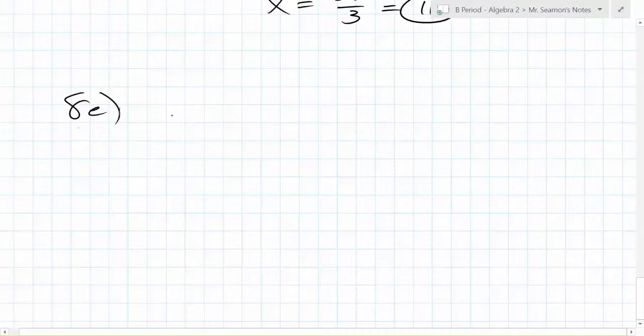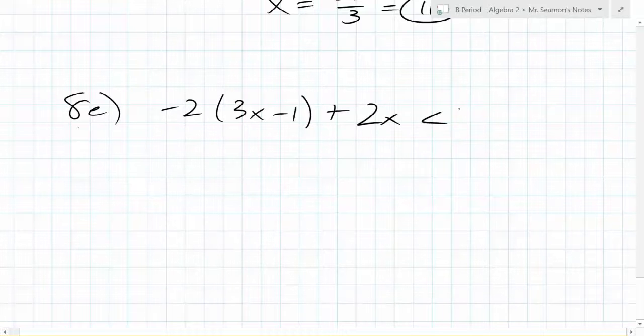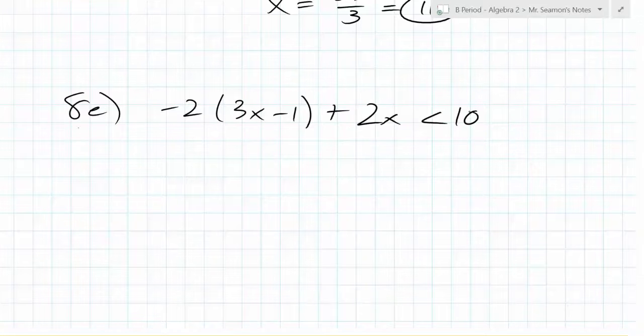Sometimes I forget. Negative 2 times 3x minus 1, plus 2x is less than 10. You treat this just like an equation, but what's the only operational difference? You have to multiply or divide by what kind of number? A negative. Exactly. But you treat it like an equation anyway. So what should you do first? One word for what you should do first.